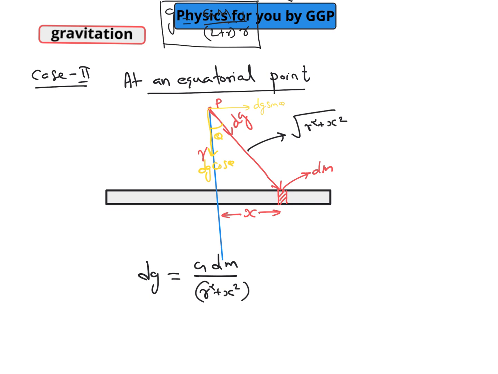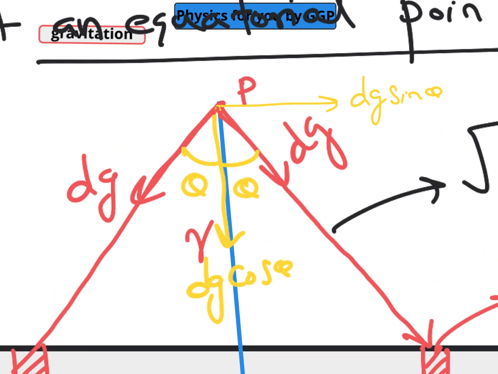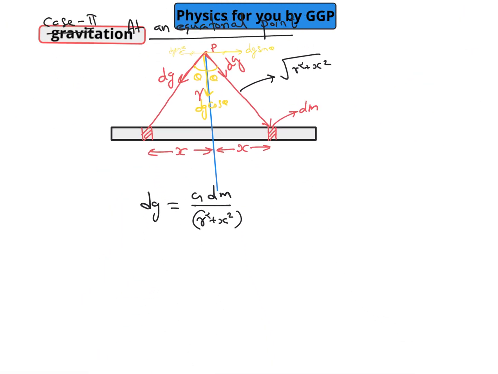Similar to this, if we are considering another element over here which is at the same distance x from the center, let's say this distance is x, then this element will also exert a gravitational force dg. Again, if this angle is equal to theta, we can resolve it into two components, dg cos theta and dg sin theta. You can observe that these two components cancel each other, so the net gravitational field is due to dg cos theta.